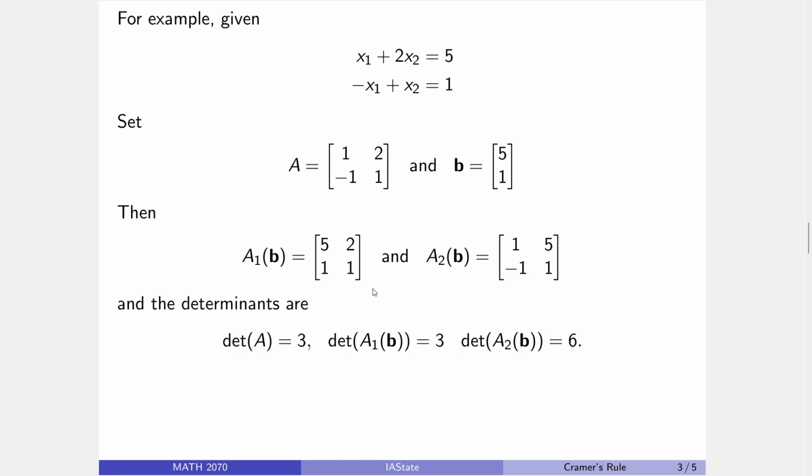I now compute the determinants of all of the ingredients, so I need the determinant of the matrix, the determinant of the matrix where I replaced column 1 with b, and the determinant of the matrix where I replaced column 2 with b. And note here I've got 3, 3, and 6, and from this I now can tell you that x1 is the determinant of A1(b) divided by the determinant of A, which is 1, and x2 is the determinant of A2(b) divided by the determinant of A, which is 2. And you can check that that is indeed the solution to the system. So we have now a new way of solving systems using determinants explicitly with Cramer's rule.